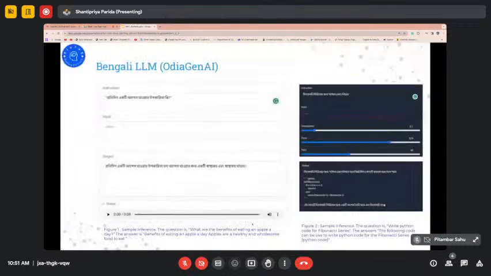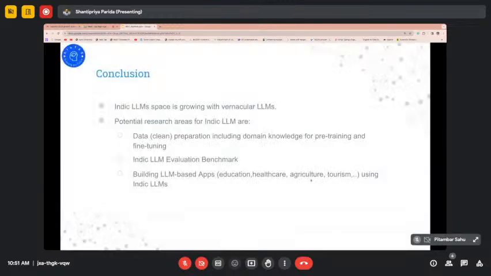Similarly for Bengali, we asked questions like what are the benefits of eating an apple a day. I cannot read Bengali, but it says that apples are healthy and wholesome food to eat. It can even write simple programs. We prepared some datasets for evaluating, and it performs quite well.